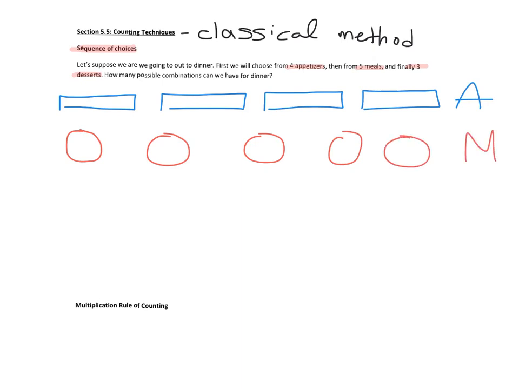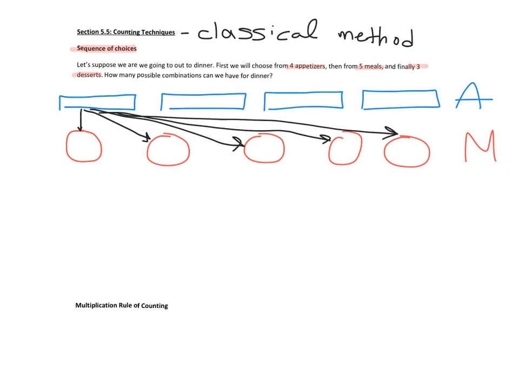All right, and consider this. Let's say we chose this first appetizer. This first appetizer can be paired with 1, 2, 3, 4, 5 meals. So just with that first appetizer, we have 5 combinations. And what about the second appetizer? Again, we are going to get 5 combinations with the meals with that appetizer, and same with the third and the fourth.